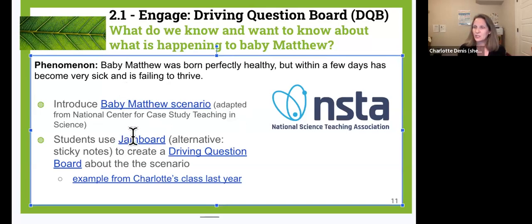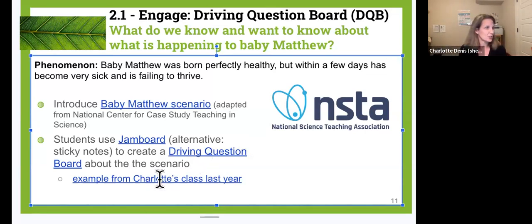And I have students build their driving question board in a Jamboard because it's a permanent thing. We can go back and refer to those questions later on. I linked here an article from 2008 from the Science Teacher magazine about driving question boards and how helpful they can be for students to help them keep going with a phenomenon that gets presented.